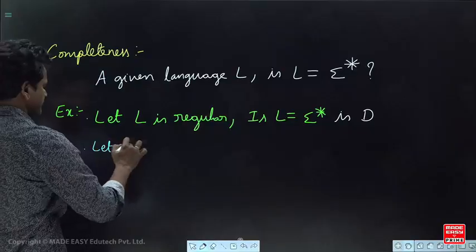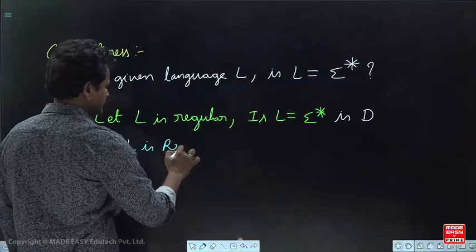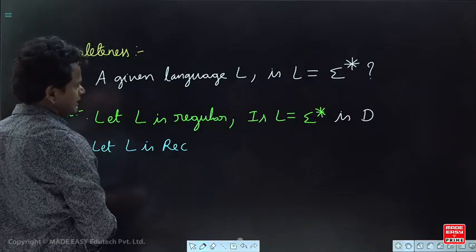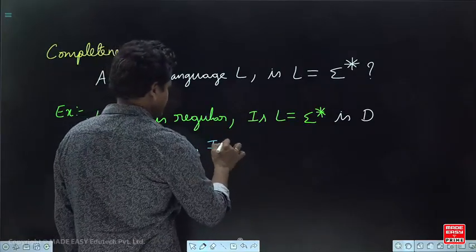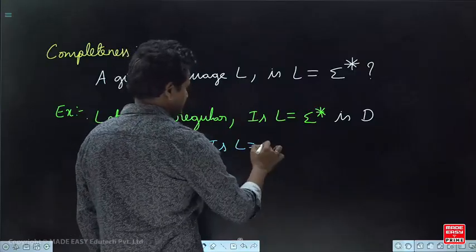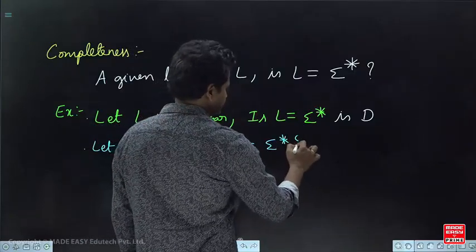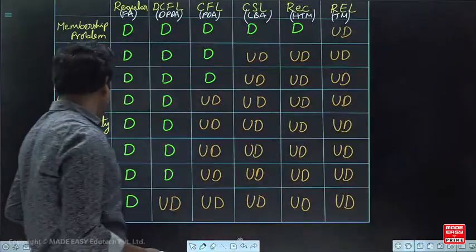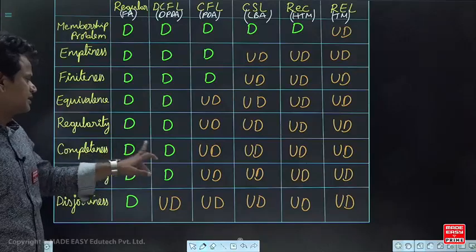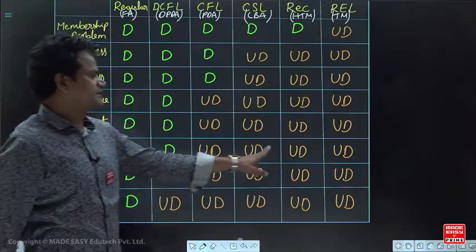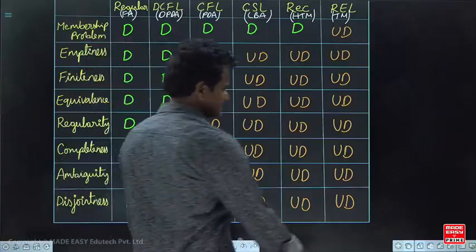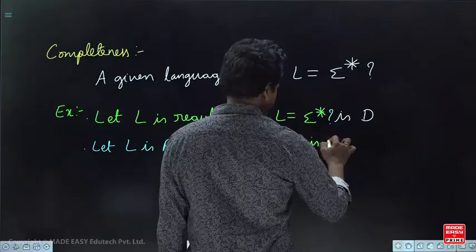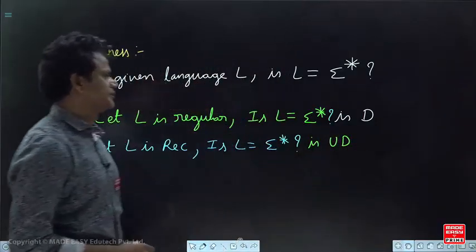Let L be REC. Is L equal to sigma star? Completeness is decidable only under regular and DCFL. Then this is undecidable. Are you following, guys?